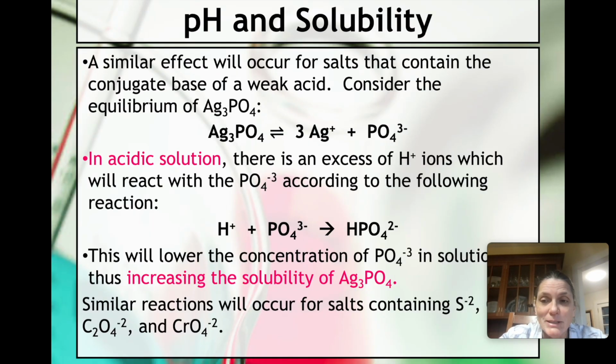That's just as clear as mud, isn't it? I know, that's a lot. These are a little more subtle because you have the PO4 3 minus ion. It's going to react with acid to form HPO4 2 minus. I think that's it for this section.